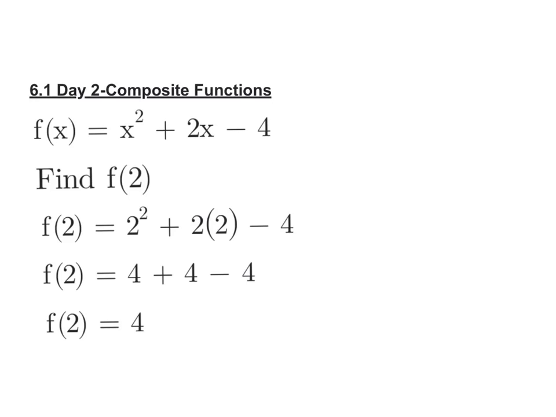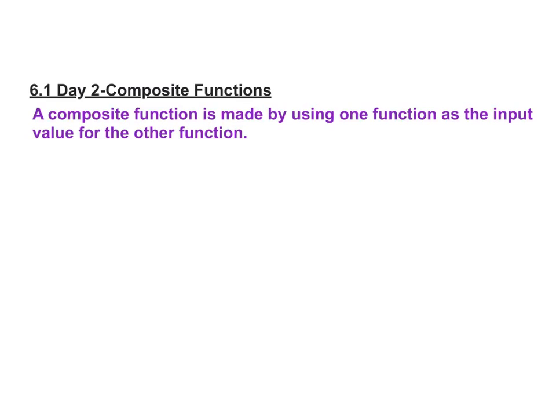So that's what this says. A composite function is made by using one function as the input value for the other function. On that example that I gave you, 2 was the input value. Now we're going to have an actual other function that is the input value. One of the really important things is the notation for composite functions. So here's some of that.